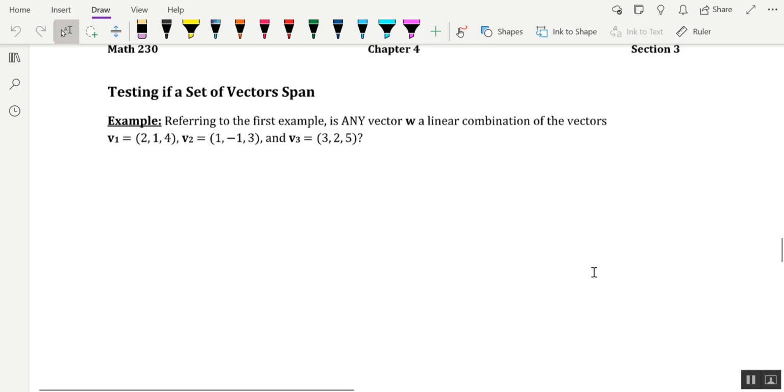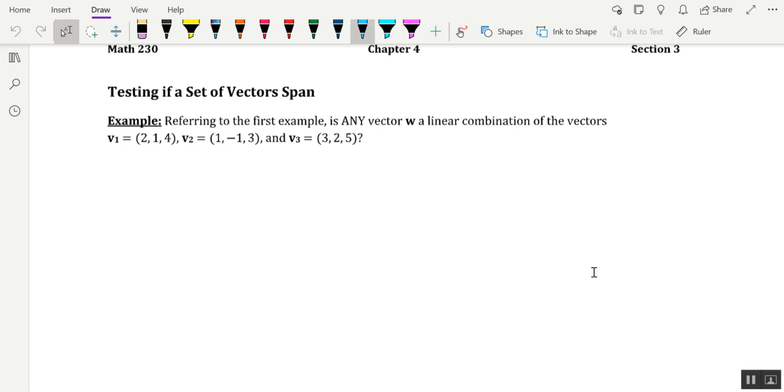In one of our previous videos, we were able to show that a specific vector w was a linear combination of these three vectors v1 through v3. We're going to tweak that question a little bit and generalize it to this: is any vector w a linear combination of the vectors v1 through v3?